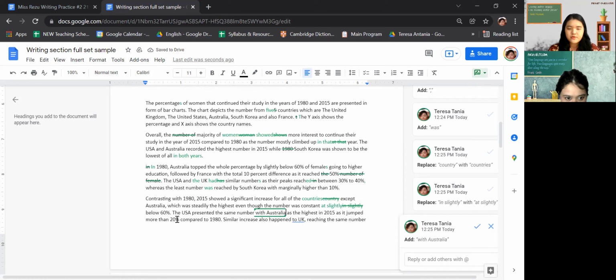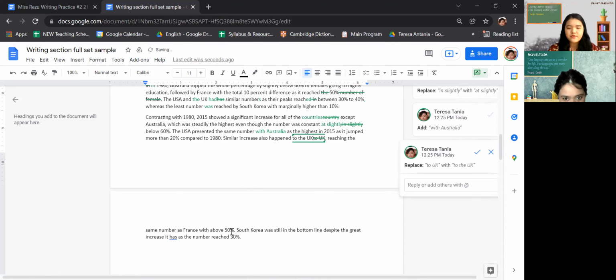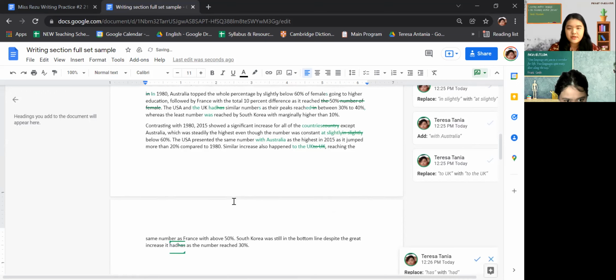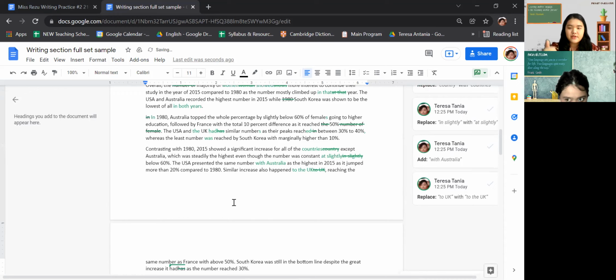"As a term more than comparison. It's happened to the UK, reaching the same number as France with about. And the bottom line, despite the great increase it had, as the number reached 30%." Okay, in terms of sentence flexibility and complexity, very good. Variety of vocabulary is also good.